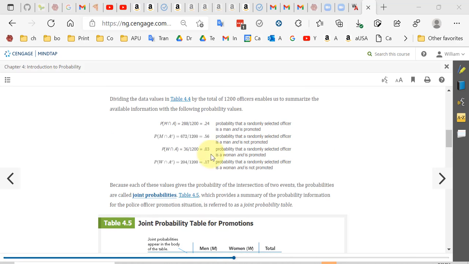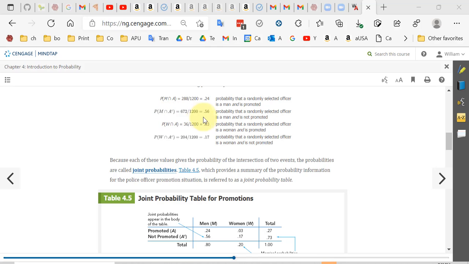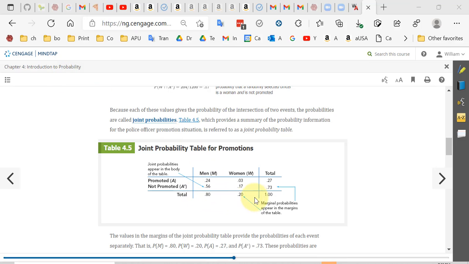So the 0.24 is here because it's men intersect promoted, and the chance of that is 0.24. This is 0.56 because it's men not promoted, and so on. We can fill in all of these. And then these here and these here are called marginal probabilities. So these are the joint probabilities, and what's here in the margins are called marginal probabilities, because they're in the margins.